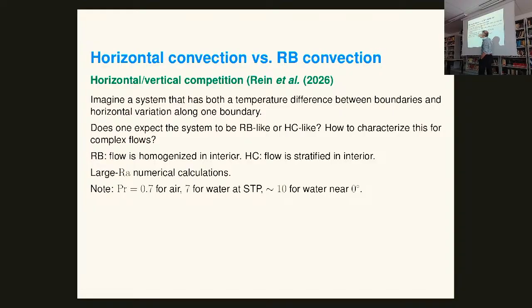And so this comes from numerical calculation at reasonably large Rayleigh numbers. They are 2D calculations, which doesn't appear to be the problem in this line of work. One thing I'll note is the Prandtl number is 0.7 for air, 7 for water at standard temperature and pressure, more like 10, 12, 13 for colder water. And we'll see why that's relevant later.